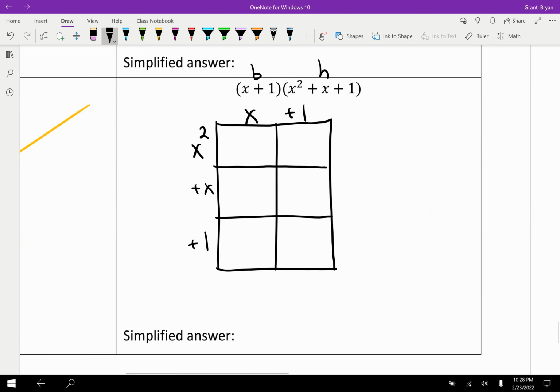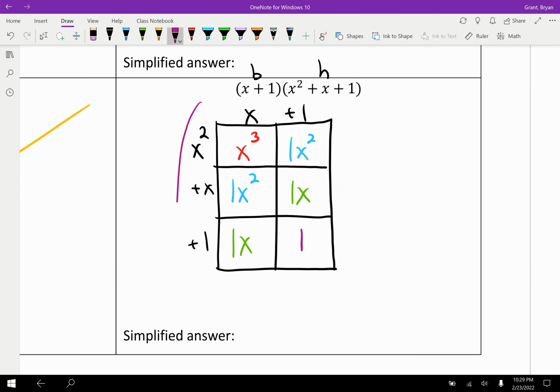Well, we multiply. So, and I'll try to keep my like terms and colors, x squared times x will give us x cubed. Okay, x squared times 1 will just give us x squared, and I can put the 1 in front if you'd like. X times x will give us x squared. We'll put the 1 as well. Then x times 1 will give me 1x. 1 times x will give me 1x. And 1 times 1 gives me 1.